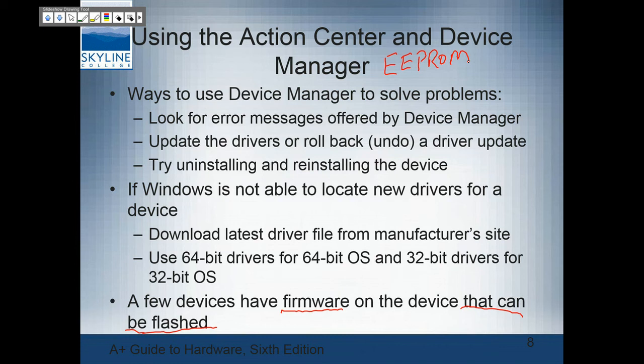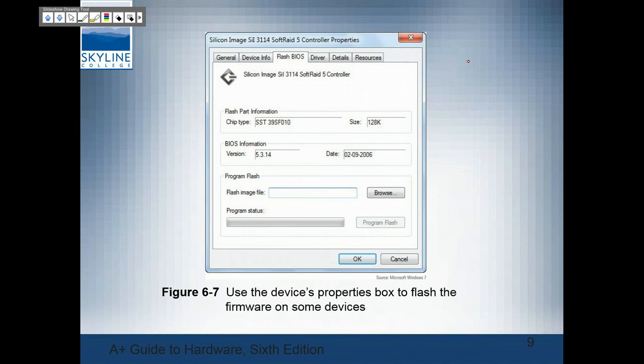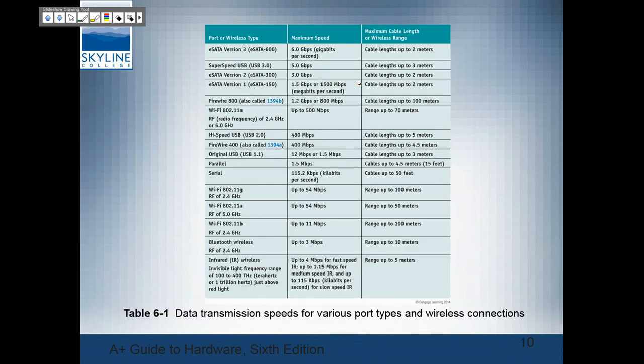That's what all these things do, electrically erasable. The issue with flashing these things is that typically you can do damage if you interrupt it in the middle of it. The device driver's properties let you flash the firmware. One of the things you want to be sure of is that you're getting the correct one, because if you put the wrong flash into that memory, you can destroy or ruin that particular device. This is a RAID controller, and again, that's one of the things we would typically have a flash for.